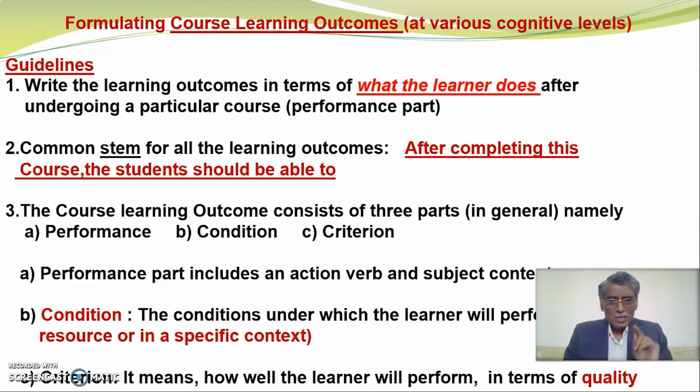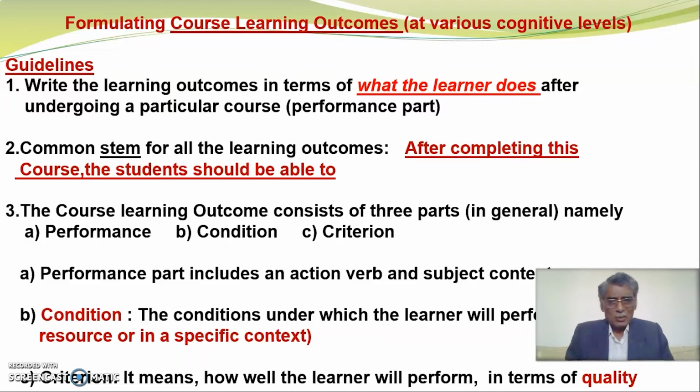Guideline 1. Write the learning outcomes in terms of what the learner does after undergoing a particular course. It is performance part. And then we always write a common stem for all the learning outcomes at the beginning. The common stem is this: after completing this course, the students should be able to. After completing this course successfully, the student should be able to, that is the common stem.